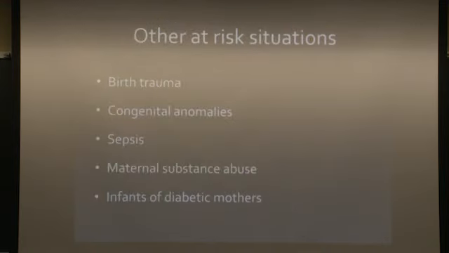Other at risk situations. Birth trauma, such as cephalohematoma and caput succedaneum, occurs because of the vacuum or forceps extraction or the fetal skull against the maternal pelvis. Perinatal asphyxia, facial nerve paralysis, clavicle or humerus fracture, brachial plexus paralysis, or phrenic nerve paralysis are all birth traumas. Some congenital anomalies include GI malformation, neural tube defects, abdominal wall defects, cardiac defects, and hydrocephalus.